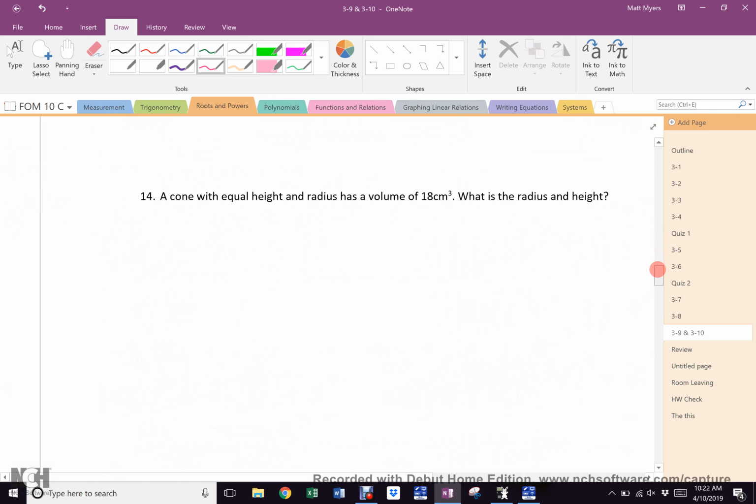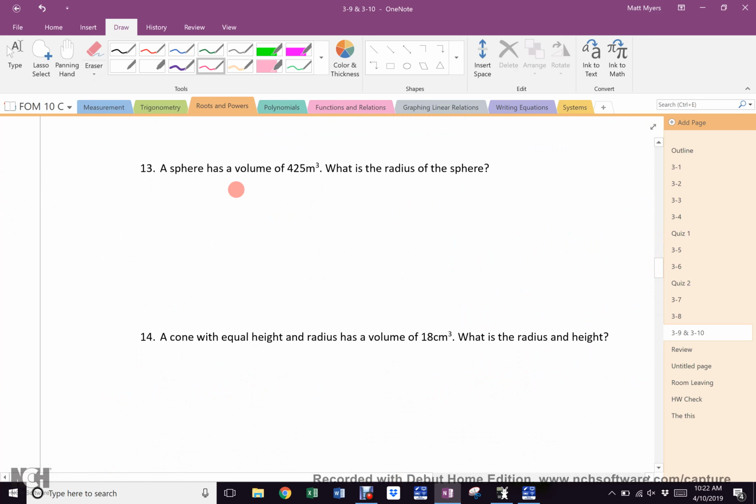2 more questions, then I'm going to let you work. A sphere has a volume of that. Who remembers the formula for volume of a sphere? I bet no one. That, right? Okay. Where does the 425 go? In for volume.